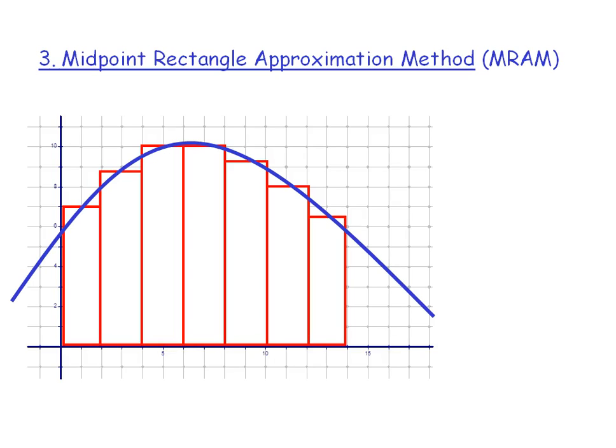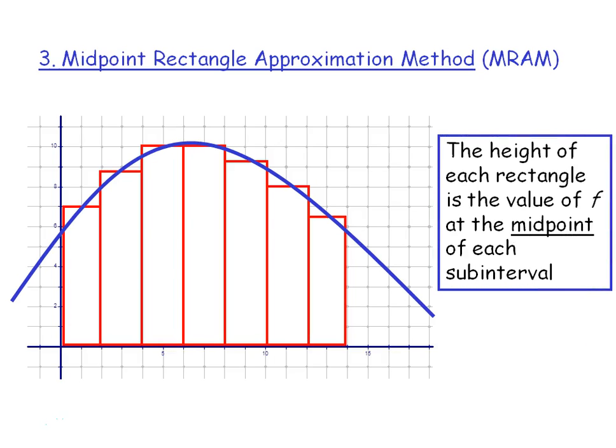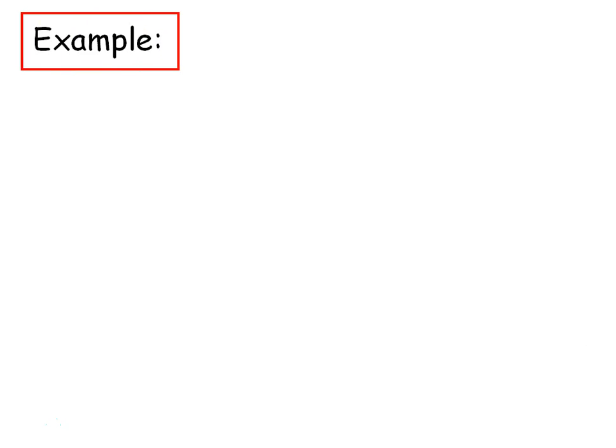So typically, usually, not always, an MRAM will be the most accurate of the three methods. It's also the most complicated calculation, because you have to find where the midpoint of the rectangle is located. So the height of each rectangle is going to be the value of the function at the midpoint of each subinterval. So let's go take a look at an example.